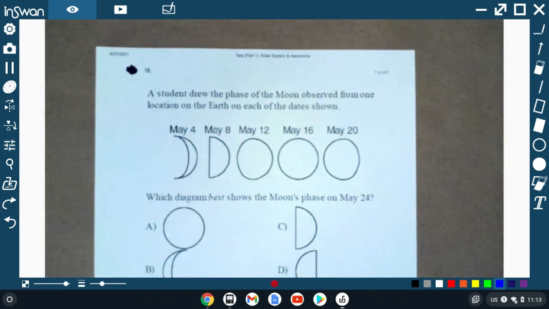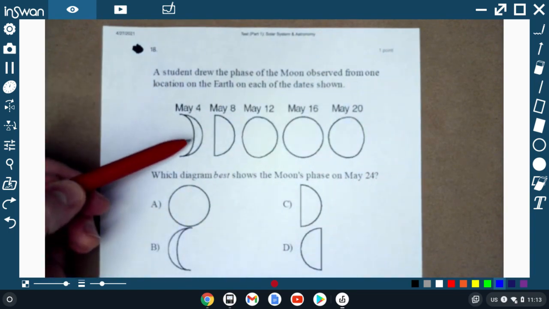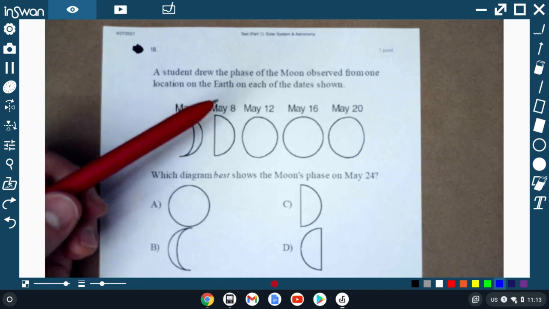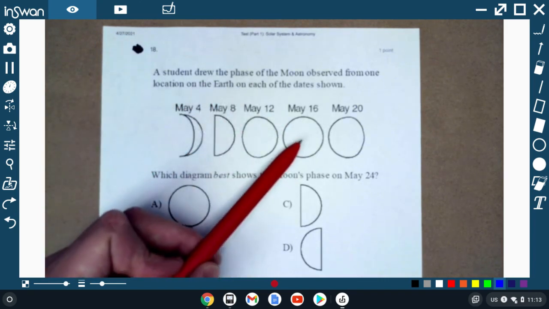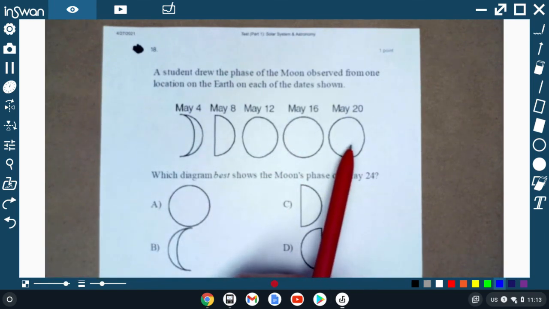Number 18 here. A student drew the phase of the moon observed from one location on the Earth on each of the dates shown. So May 4th, we have our crescent. May 8th, we have our quarter moon. May 12th, we have our waxing gibbous. May 16th, we have our full moon. May 20th, we have our waning, meaning it's getting smaller, gibbous.